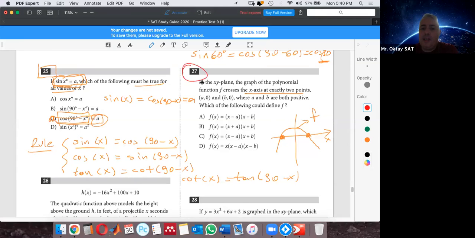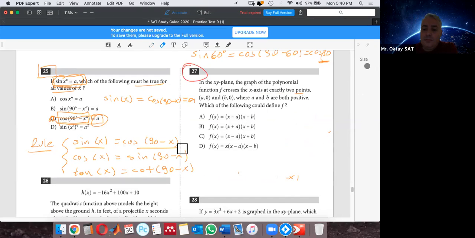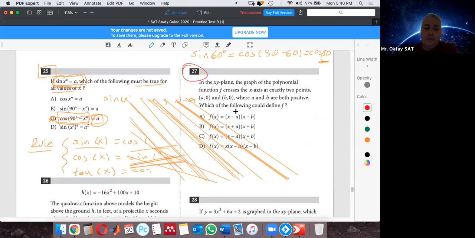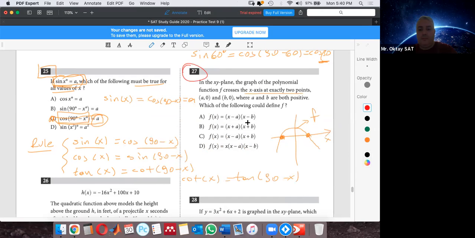Come on, you see now, question 27. Let me clean and start again. I'm reading the question. In the xy plane, so I'm drawing the xy plane. The graph of the polynomial function f crosses, cross means cuts or passes, the x-axis at exactly 2 points. So let me say here and here, for example, something like that. Not important. 2 points now.